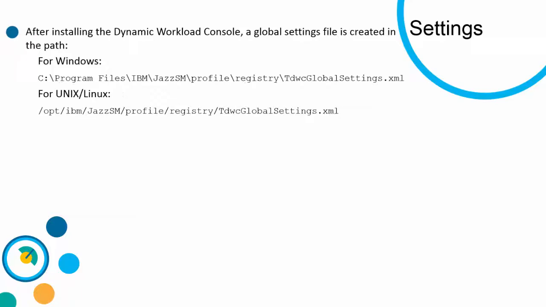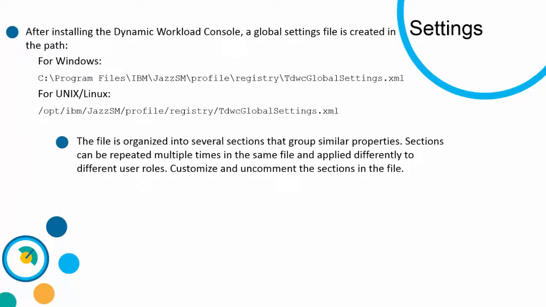After installing Dynamic Workload Console, a global settings file is created. The file is organized into several sections that group similar properties. Sections can be repeated multiple times in the same file and applied differently to different user roles. Customize and uncomment the sections in the file to apply the settings.